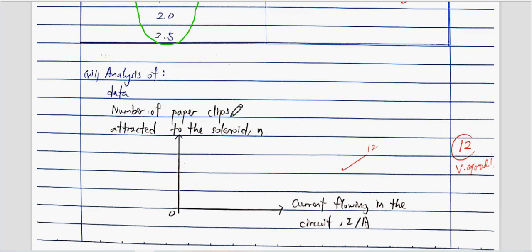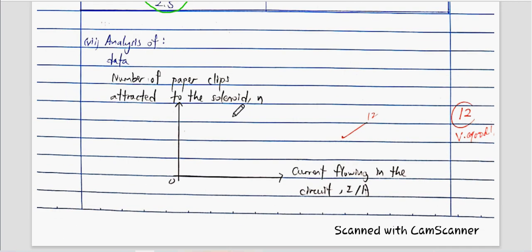Then, finally, your graph. Graph need to be careful also. I don't know why some students are confused. They sometimes write the manipulated variable on the vertical axis. So must remember, manipulated should be at the horizontal axis. Responding should be at the vertical axis. So the responding variable here is the strength of the electromagnet represented by the number of paper clips attracted to the solenoid. So this must be written, alright? Together with the symbol that you use. And then current on the horizontal axis. So that is your mark number 12.